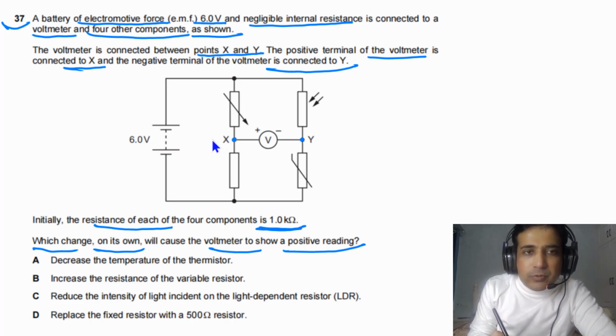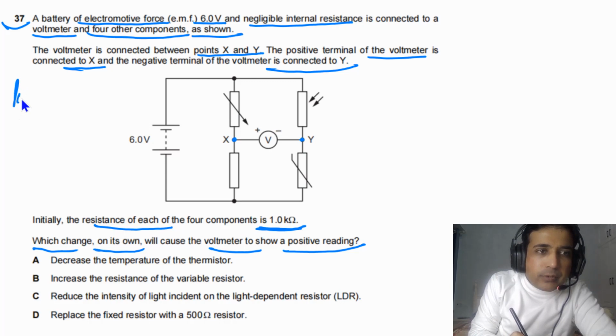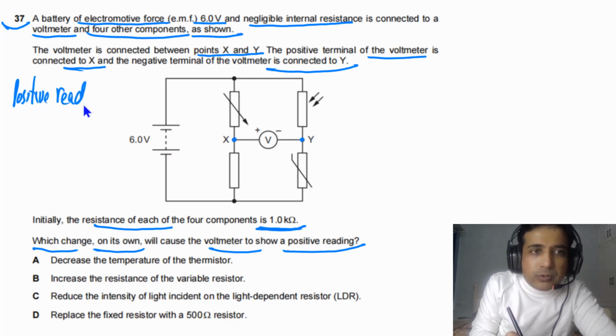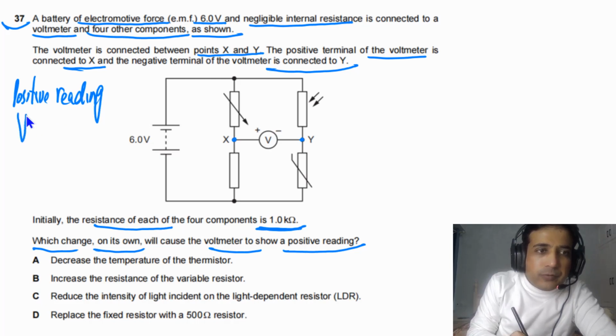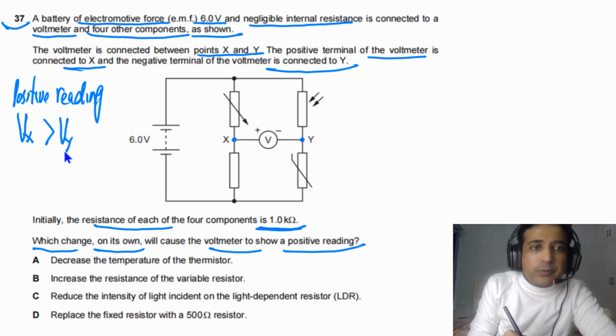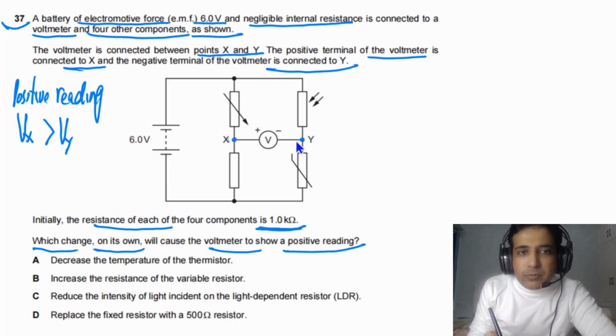So first thing we can see, in this case Vx, positive reading. So let me write on here. For positive reading on voltmeter, Vx has to be greater than Vy. So this is first thing you can understand. This reading has to be greater than this one. It means the potential at this point has to be greater than potential at this point.